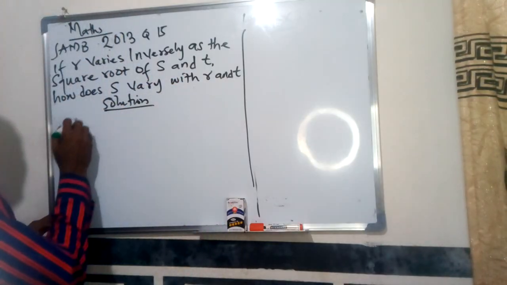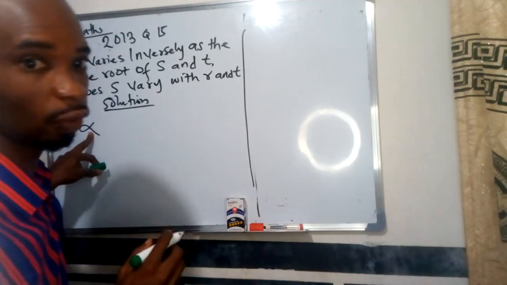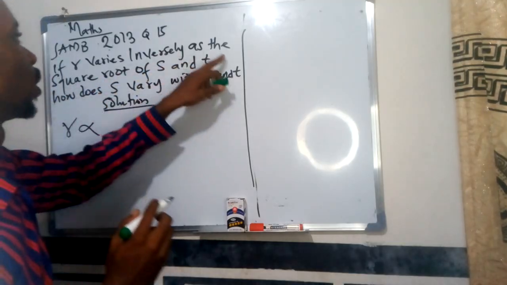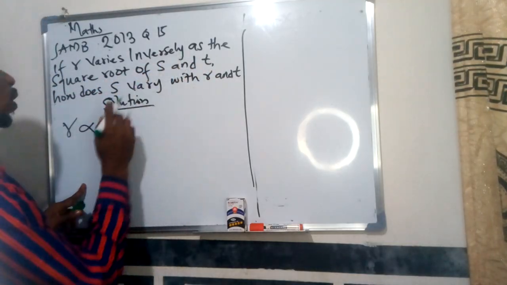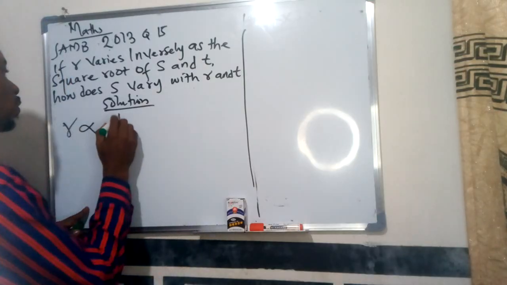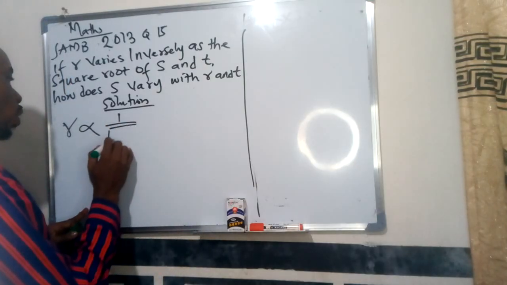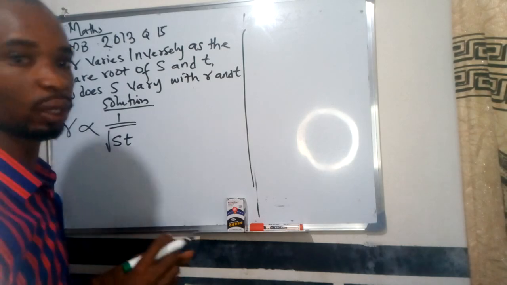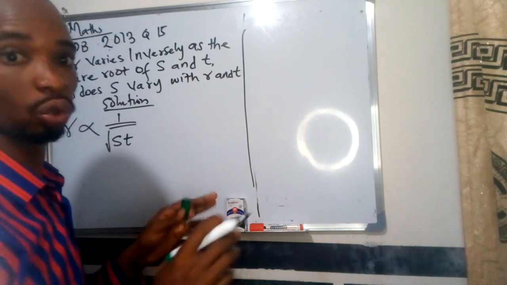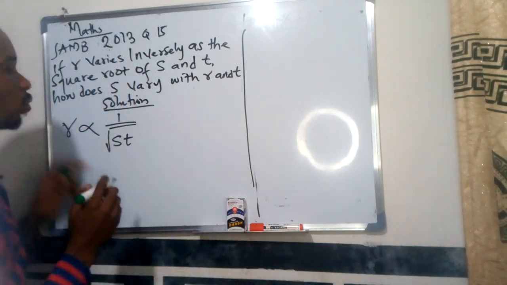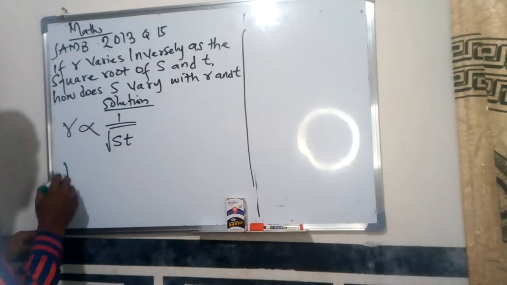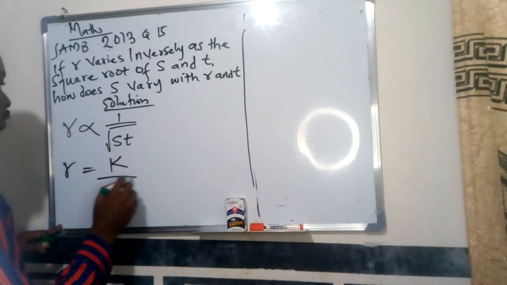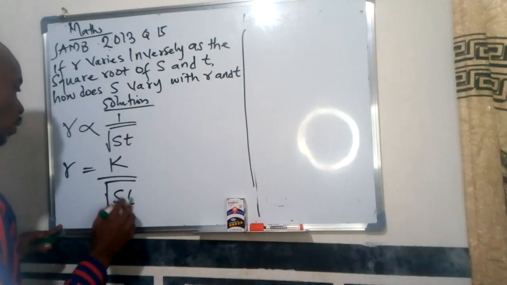Okay, so this is r varies, that's the sign of proportionality, inversely as the square root of s and t. Inverse variation, square root of s and what? T. So that means 1 over the square root of st. Now let's remove the sign of proportionality. So r becomes k all over the square root of st.